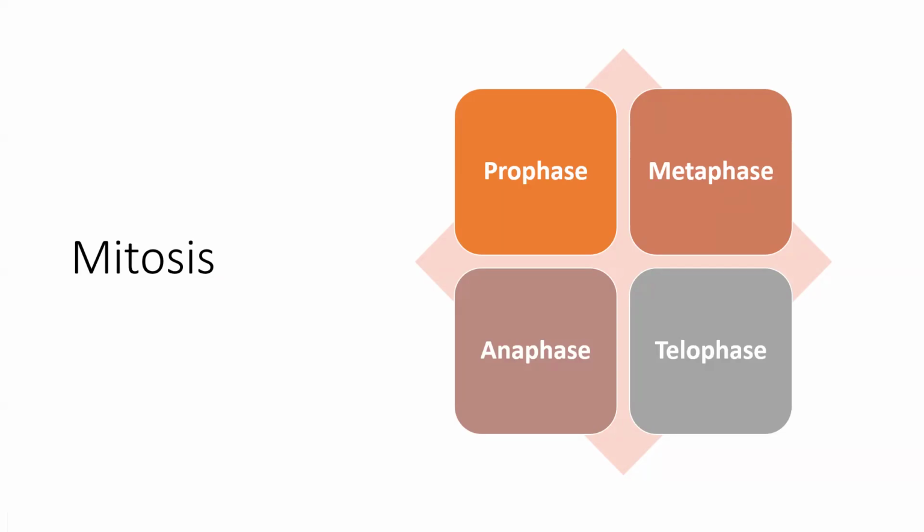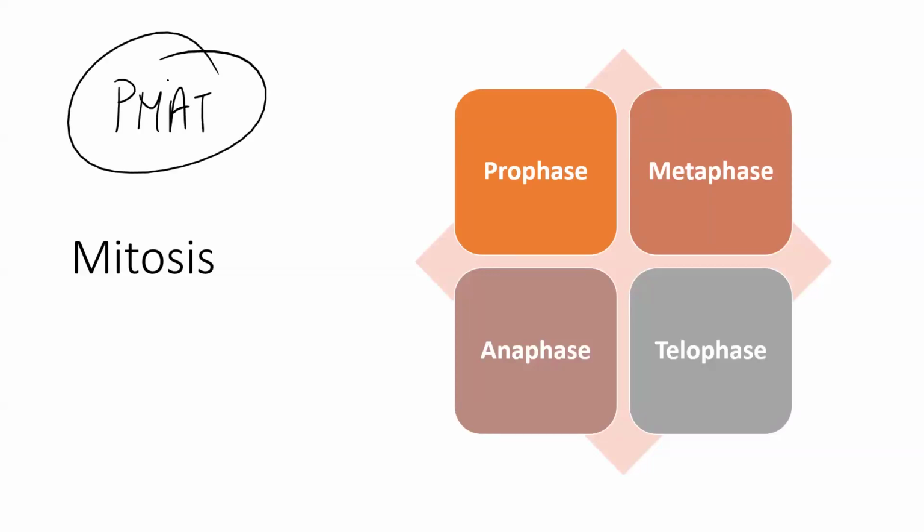You can memorize the order. It's only four things. It's not like the end of the world. But if you need a little bit of help, you can remember PMAT. Prophase, metaphase, anaphase, and telophase. So we're going to go through each of these phases with you. But first, let's take a look at some pictures, and then we will draw it out to help you understand a little bit better.